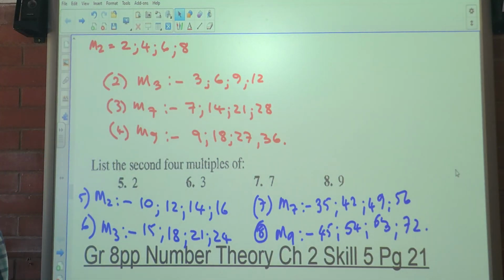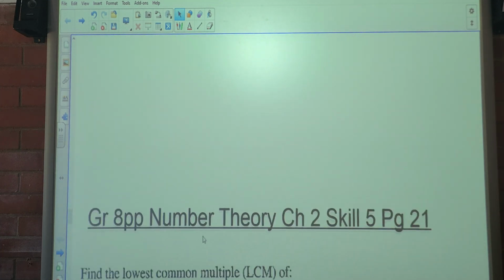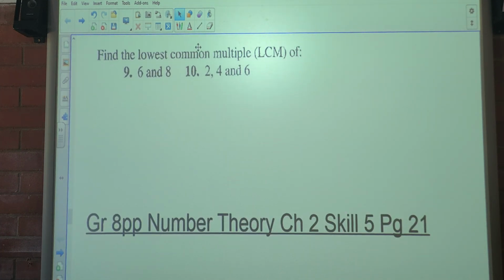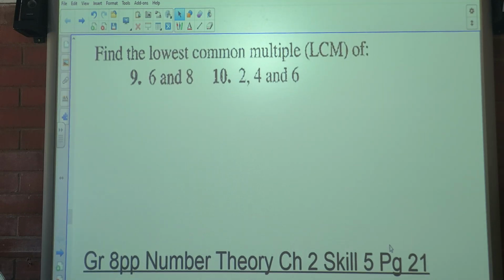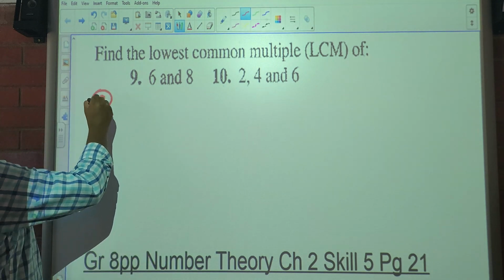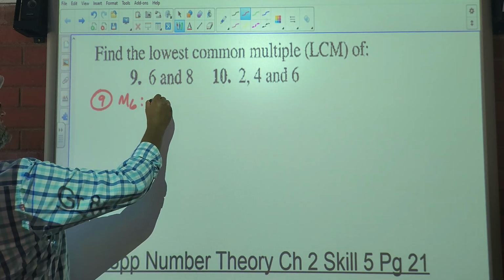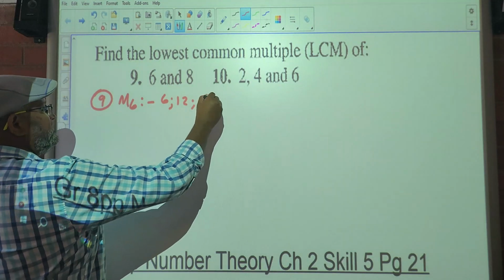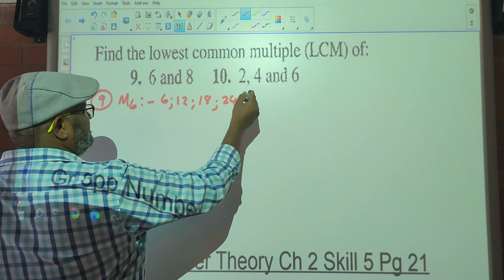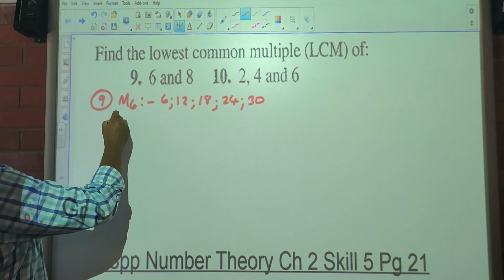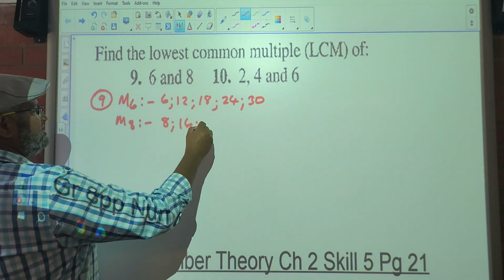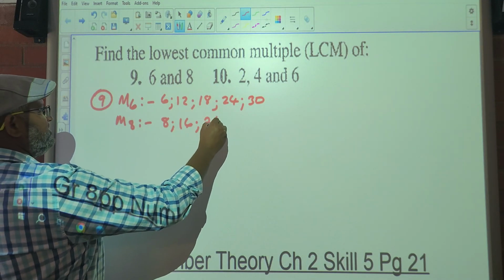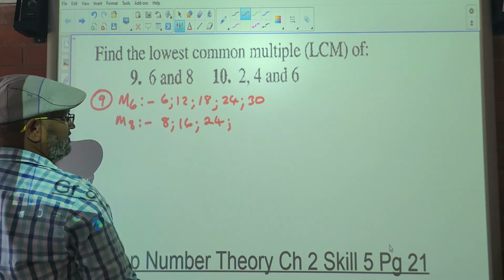Okay. So any confusion thus far? Okay. Find the lowest common multiple of 6 and 8. So what are the multiples of 6? 6, 12, 18, 24, 30, and so on. The multiples of 8? 8, 16, 24, and there we go. 24 is the lowest.